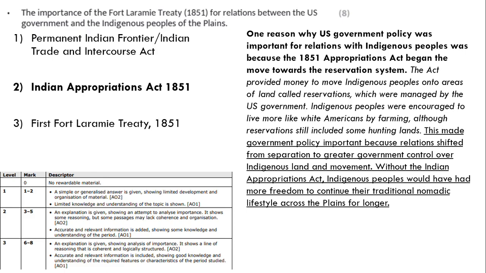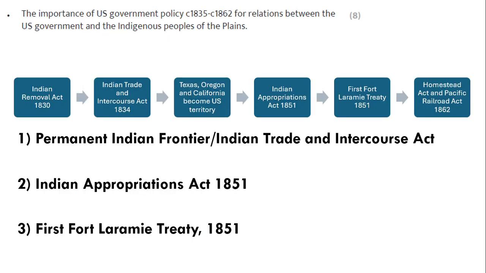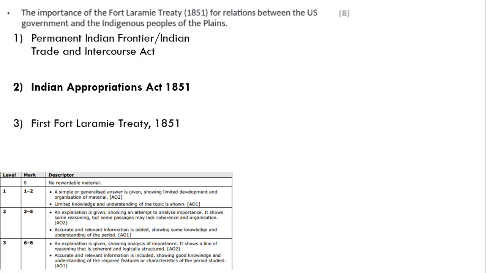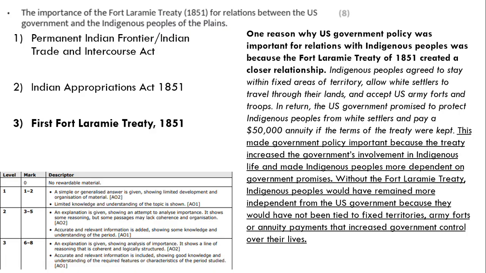Without the Indian Appropriations Act, indigenous peoples would have had more freedom to continue their traditional nomadic lifestyle across the plains for longer. So, the Appropriations Act leads to greater control. And again, it's with that question there, the importance of US government policy, rather than the importance of the Fort Laramie Treaty. Here's our final option then for this question.